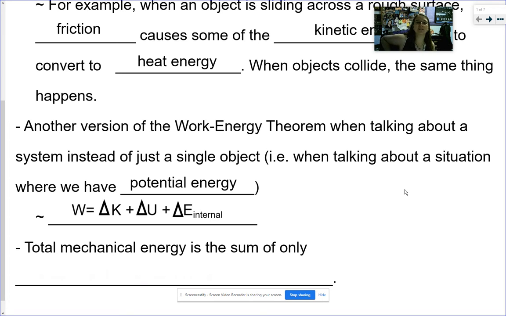When we're talking about a system, typically, again, it means when we have a situation with potential energy. So the work done in this system is the change in kinetic energy plus the change in potential. I'm writing it as U because that's the way it's in the textbook. Just be aware that can interchange. They use U sometimes for potential energy, sometimes they say PE. It kind of goes back and forth. Plus the change in internal energy.